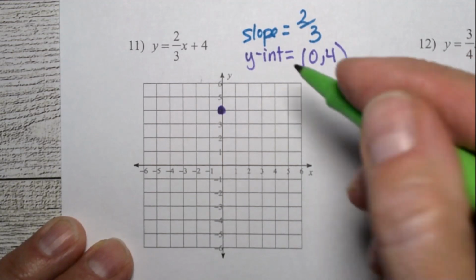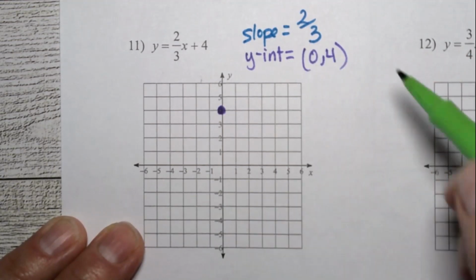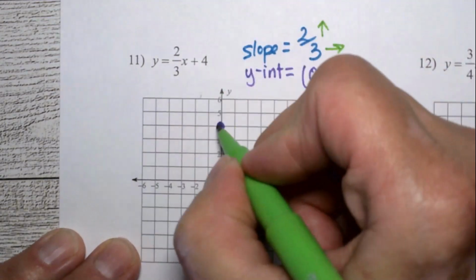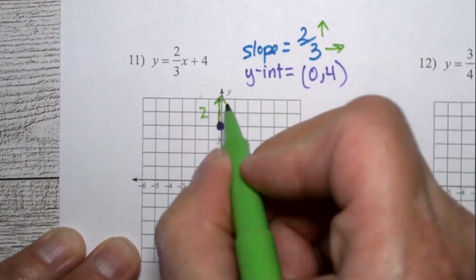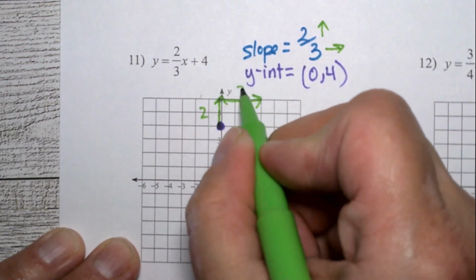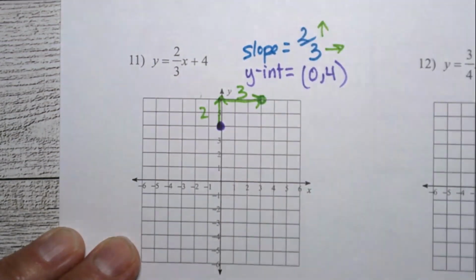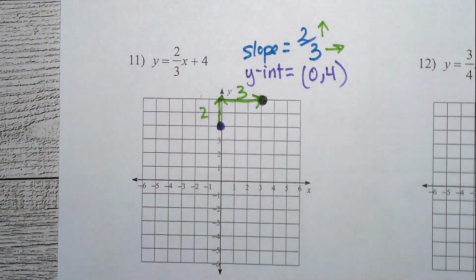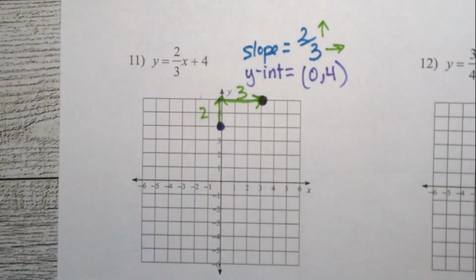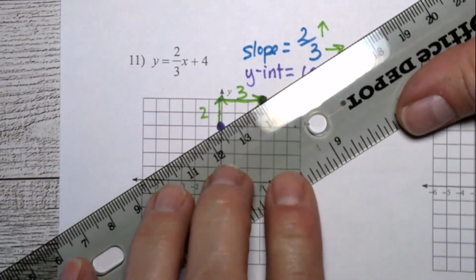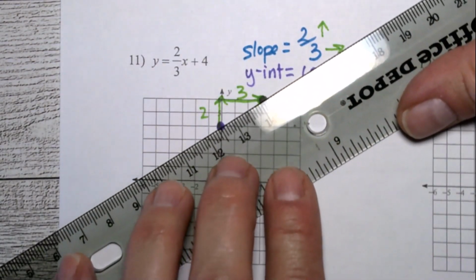So (0, 4) goes right here. And then we're going to use the slope, 2/3, to find another point and draw the line. Well, 2/3 means you are going to go up 2 and over 3. So I go up 2 boxes, over 3 boxes. And so you'll have another point right there. Then we grab a ruler and draw a line, and we are done with that problem.